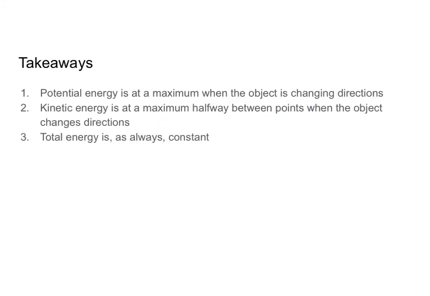So let's go ahead and talk takeaways. So first of all, potential energy is at a maximum when the object is changing directions, so when it's at its highest point on either side. Kinetic energy is at a maximum halfway between those points, at, of course, our equilibrium. And total energy is always going to be constant. So these are our 3 takeaways. Again, potential energy is at a maximum at our high points. Kinetic energy is at a maximum at our equilibrium point. And our total energy is constant, as it always is in a closed system.